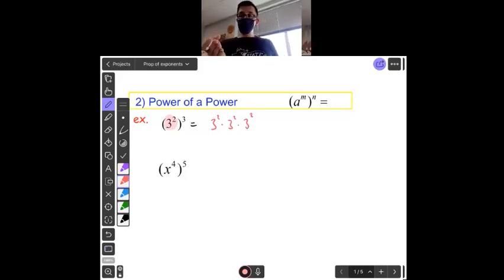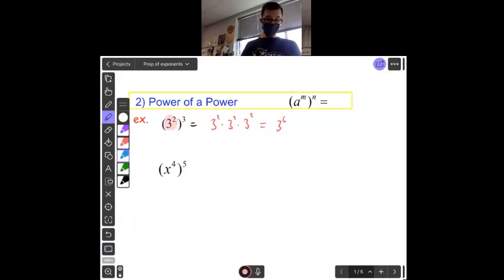What did we just say happened when we multiply powers that have the same base? When it says multiply, we would do what? What did we just say? And we add them, right, Connor? Okay? So 2 plus 2 plus 2 is 6. Okay? So 3 to the 6th. When it says multiply, we add the powers.